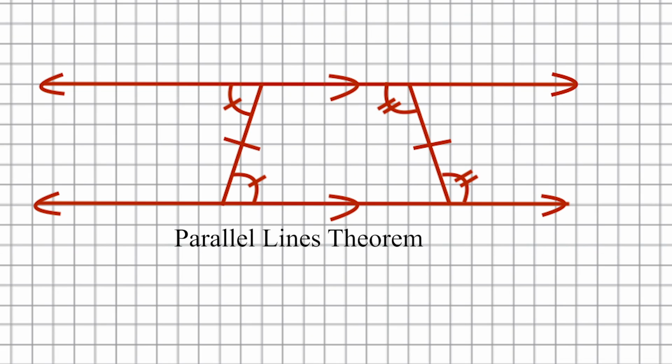Let's begin by extending each of these sides out to better illustrate the parallel line theorem. According to the parallel line theorem, a non-perpendicular line connecting two parallel lines creates congruent corresponding angles and congruent alternate exterior angles, shown here.